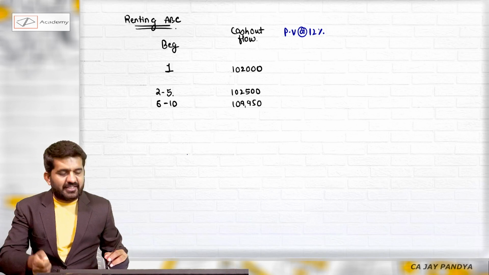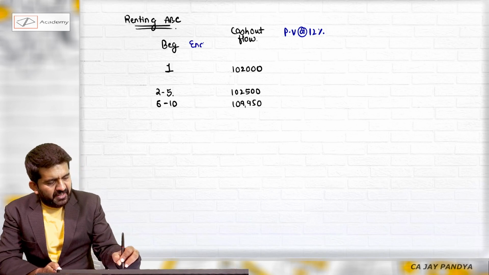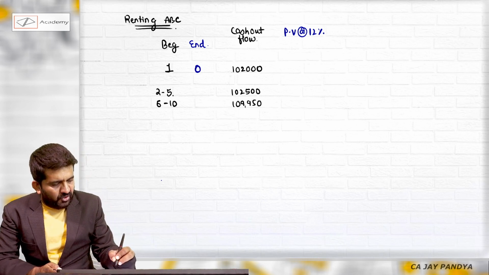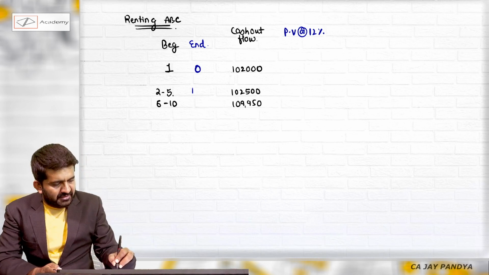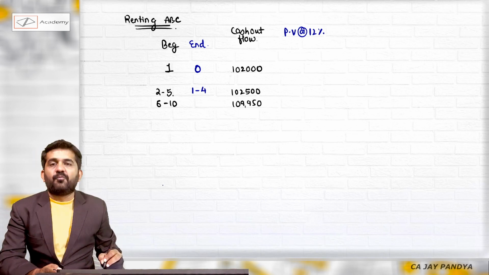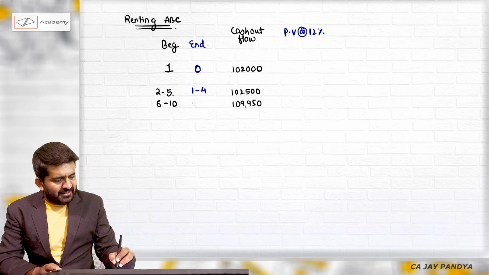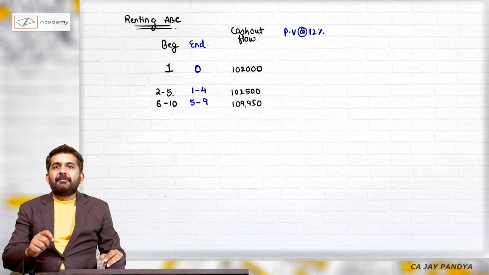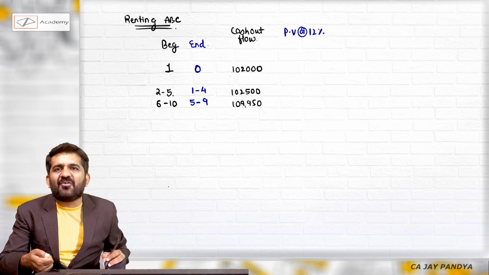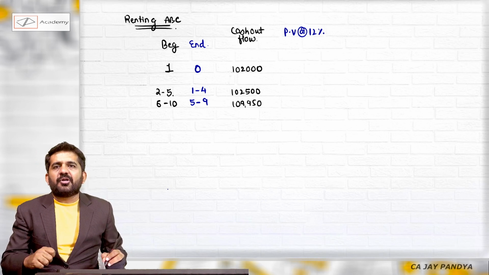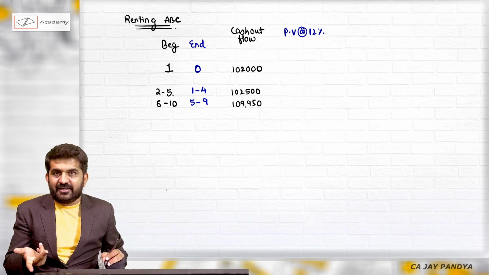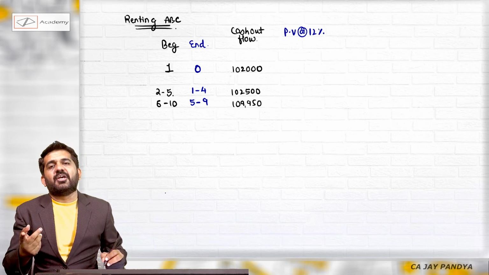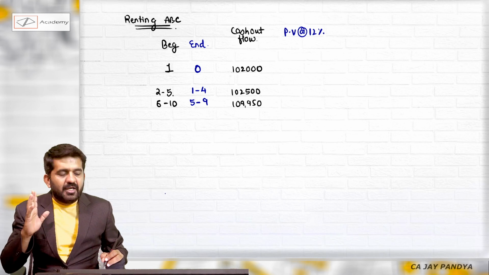I always suggest this: instead of beginning, convert to the end. This is at the end of 0 year. This is at the end of 1 to 4 years. And this is at the end of 5th to 9th year. Because you are paying at the beginning of the 10th year, you will not be paying at the end of the 10th year.